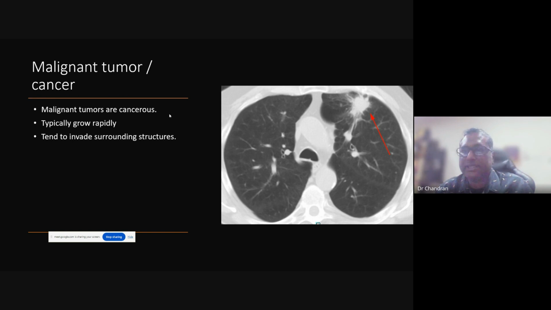And they have a tendency to disturb other structures next to them, or they have a tendency to go through the blood vessels, moving from point A to point B. For example, once they go into the blood vessels, they can move from the lung to the brain. They can move from the lung to the liver, from the lung to any part of the body, because our blood vessels are like the highways of the body. Once you go in, you can go to any part of the body.